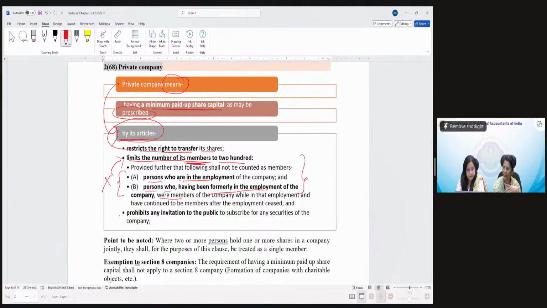Then the third restriction imposed is that it prohibits invitation to the public. That means it cannot offer shares to the public for subscription.